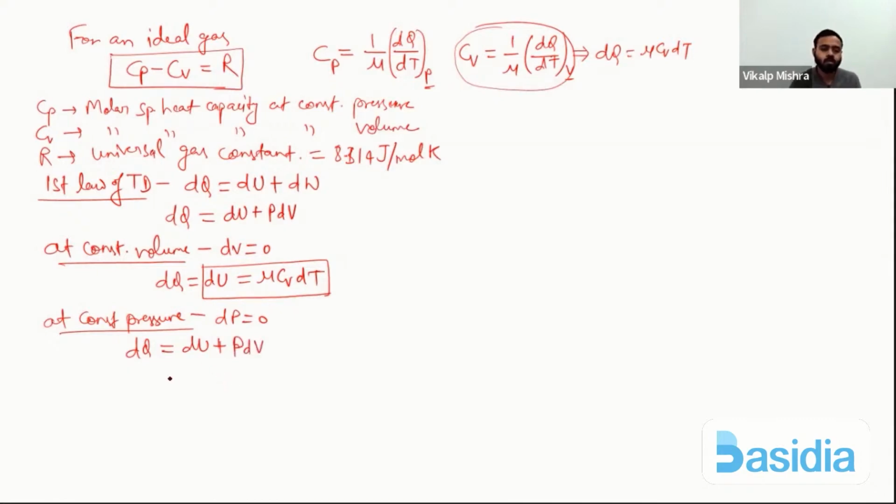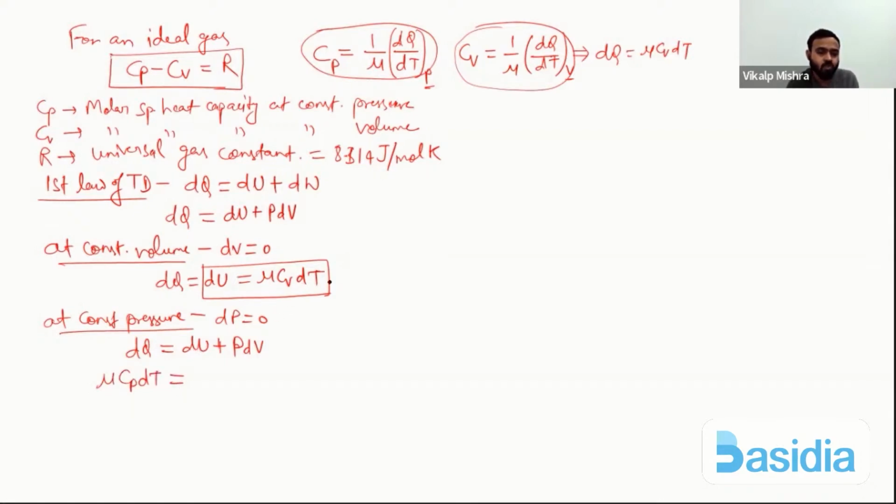Now we are dealing with a constant pressure process. In a constant pressure process, dQ equals mu Cp dT. In constant volume, what was dQ? Mu Cv dT. In a constant pressure process, dQ equals mu Cp dT. So here we will write mu Cp dT, and that is equal to dU.